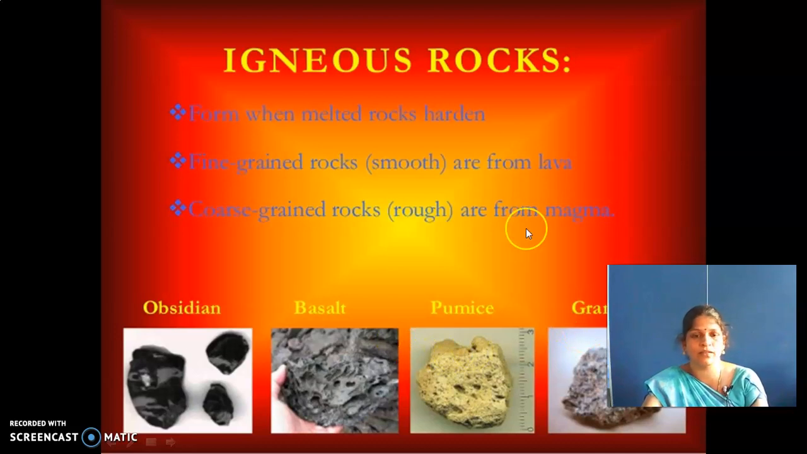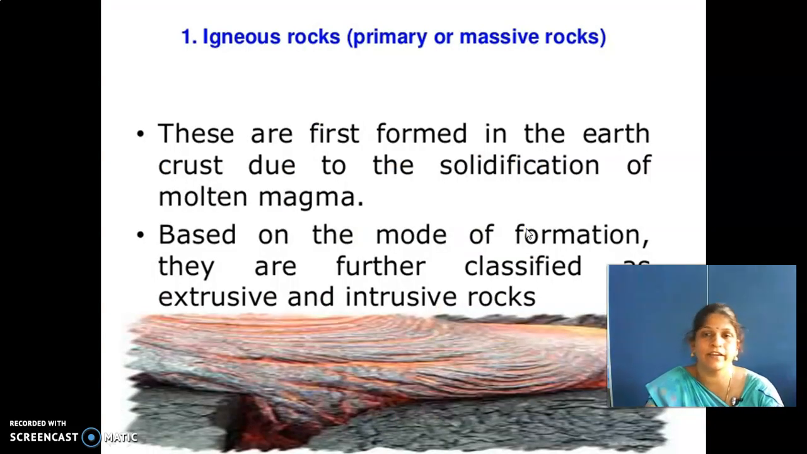Yes, children. The next slide explains igneous rocks. These are the first formed on the earth. So we say that igneous rocks are primary or massive rocks. Primary means first. So these igneous rocks were formed at the very beginning on the earth. Why? How can we know this?